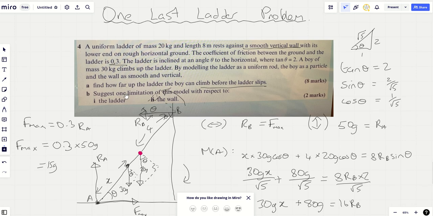So just one limitation of this model with respect to the ladder and the wall. Well, the ladder isn't necessarily going to be a uniform ladder. I suppose you could say that. You could also point out it's made an infinitely thin lamina when it would actually have dimensions. Well, the wall is smooth. Is that really likely? Nothing in reality is perfectly smooth, and therefore that could have friction.